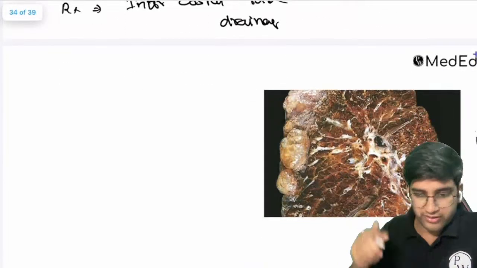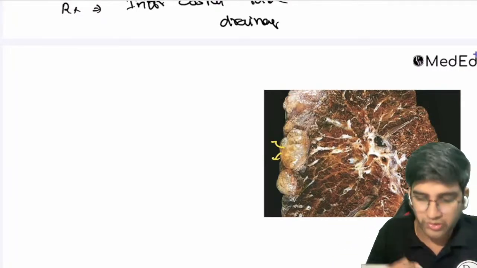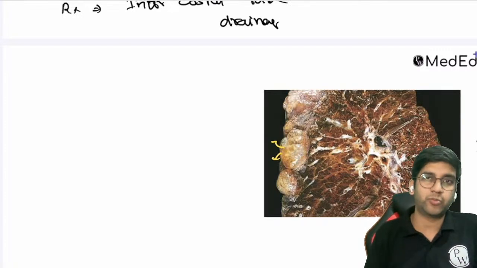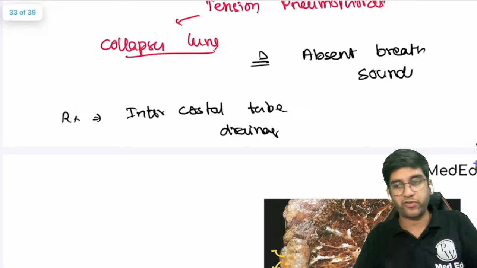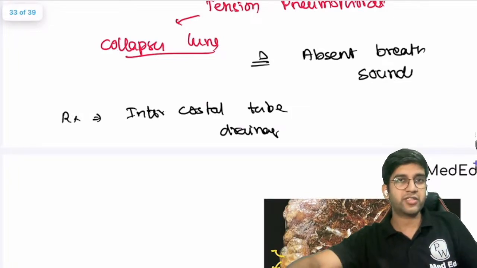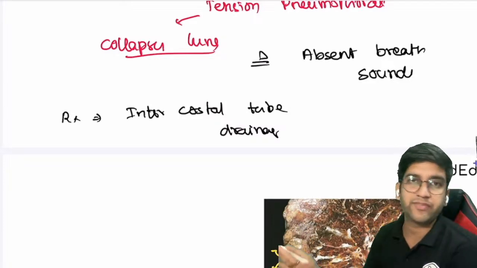Right? So this is what an image of a bulla is. This bulla can rupture. When it ruptures, the air enters the pleura, which results in pneumothorax. Right? So these are three different types of emphysema: centriacinar, panacinar, and paraseptal or distal acinar. Right? These are three different types of emphysema.